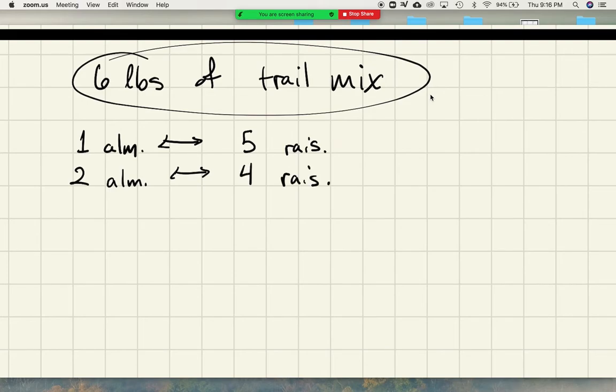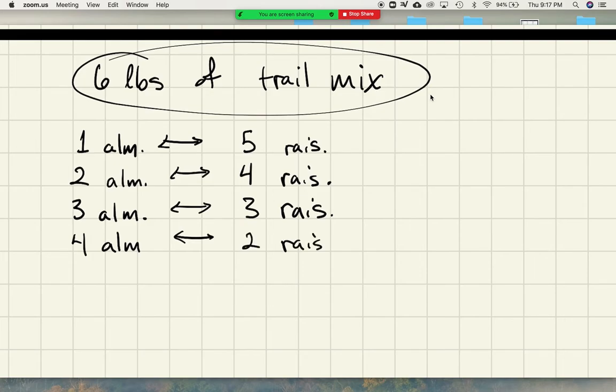I'm just writing out stuff. If I decide that there are 3 pounds of almonds, how many pounds of raisins must there be to get to 6 pounds total? 3. And I'm just going to keep doing this. 4 almonds means that there are what for raisins? You're going backwards now. It'll be 2, right? 2 raisins, and then 5 pounds of almonds equals 1 pound of raisins.